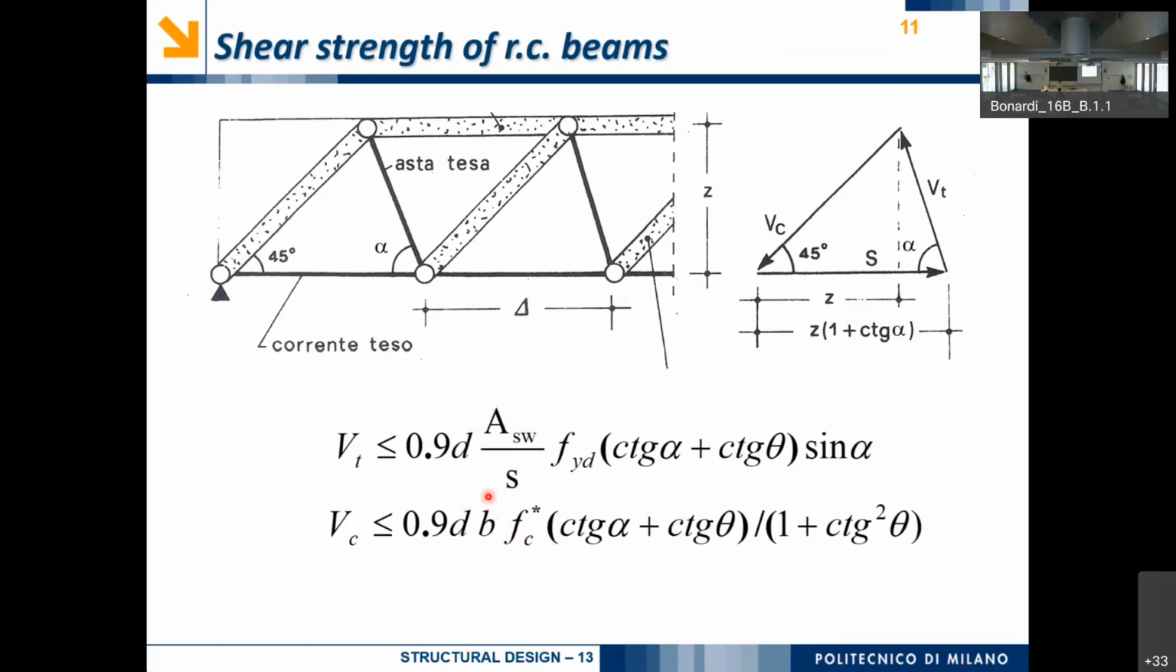Whereas for the concrete, the only dimension is the depth of the beam. Then here we have the yielding design stress for the steel, and here we have the compression stress for the concrete. And then we have this stuff that may scare us, but it is something trivial. If alpha is 45 degrees, or 90 degrees, these numbers are very simple to compute, and they just vanish.